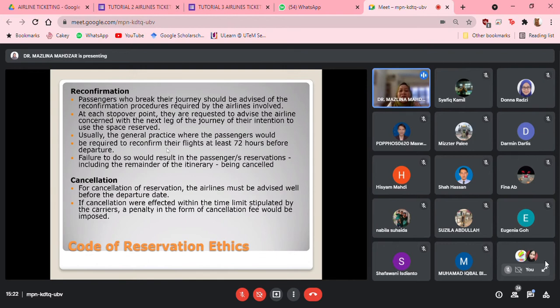So when I break my journey more than 72 hours, I need to call and inform the airlines to say that I am confirmed continuing my journey for the next leg going to Mulu. So if you gagal, then it will result in your reservation being cancelled. Okay. And for cancellation of reservation, airline must be advised well before departure date. So cancellation ni pun sangat penting ni.